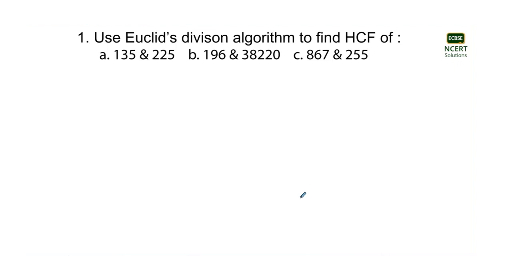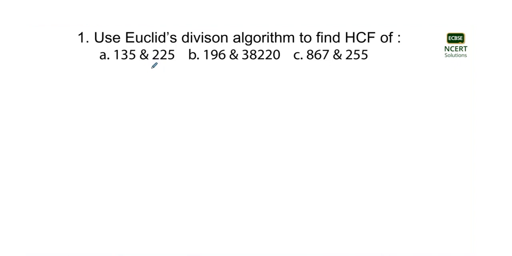Guys, so here we are with the first question of the exercise 1.1 for the chapter Real Numbers. So the first question is: use Euclid's division algorithm to find the HCF of, and the numbers have been provided in part A, B and C. Before doing this question, let us quickly recap what we have learned in Euclid's division algorithm.